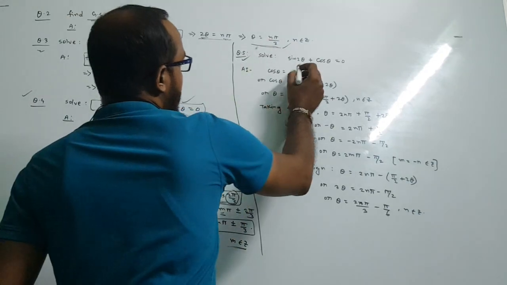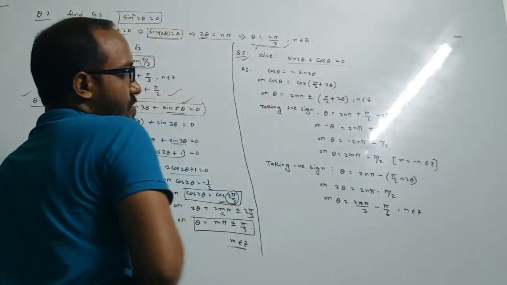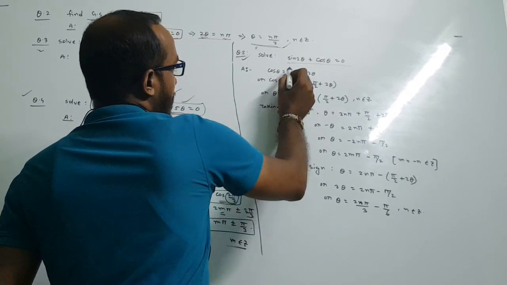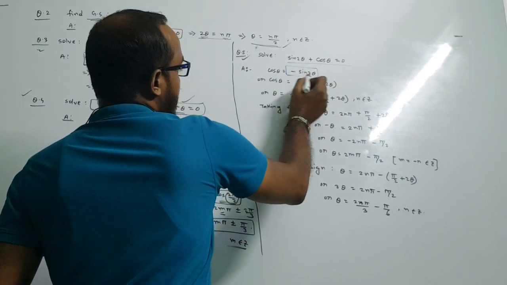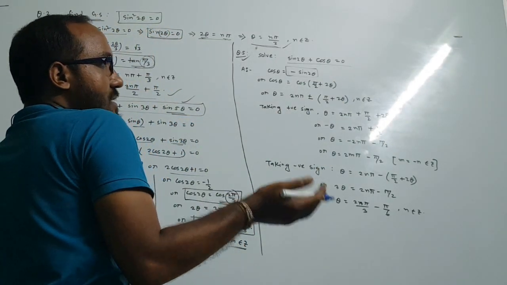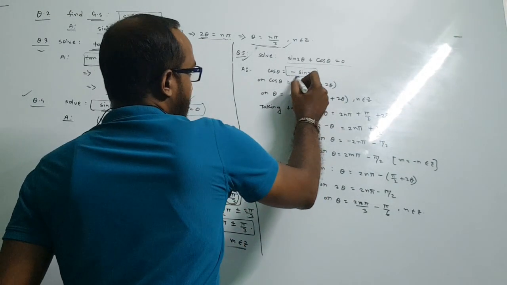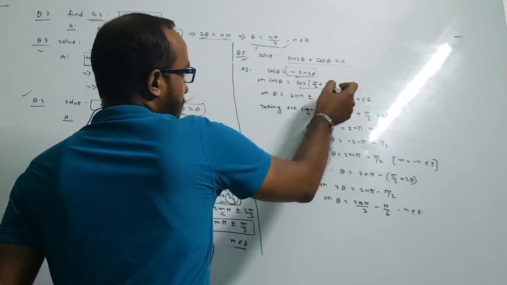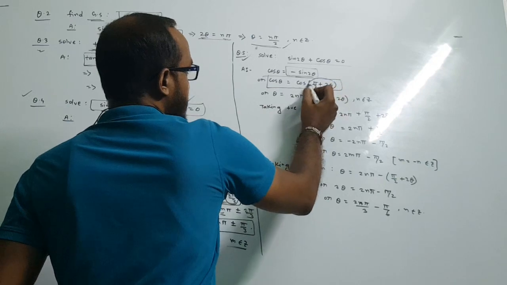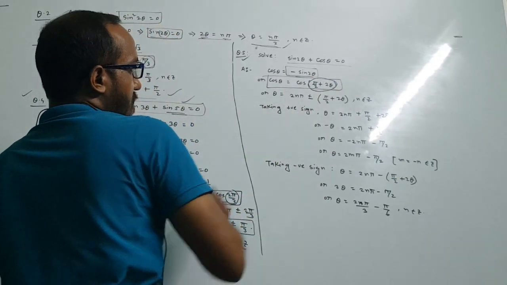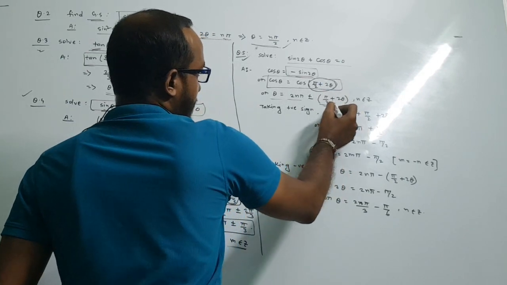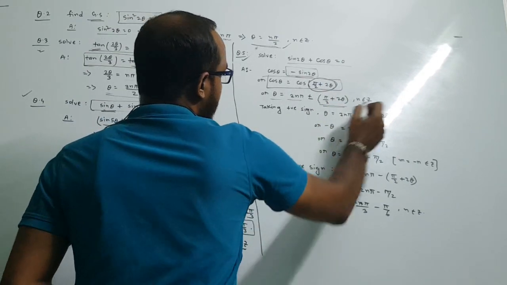Now next question, solve sin 2 theta plus cos theta equals 0. So see, cos theta equals minus sin 2 theta. We can write down minus sin 2 theta as cos of pi by 2 plus 2 theta. Cos of 90 degree plus theta is minus sin theta. So we can write down minus sin 2 theta as cos of pi by 2 plus 2 theta. Now see, this is in the form cos theta equals cos alpha, where alpha is pi by 2 plus 2 theta. So theta would be 2n pi plus minus alpha. Alpha is pi by 2 plus 2 theta, where n is an integer.